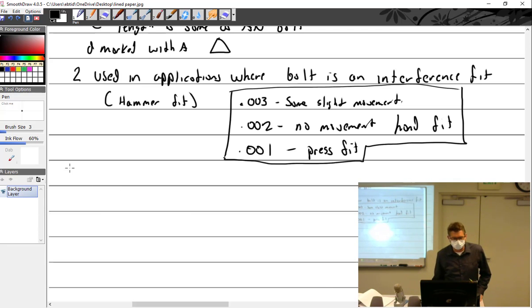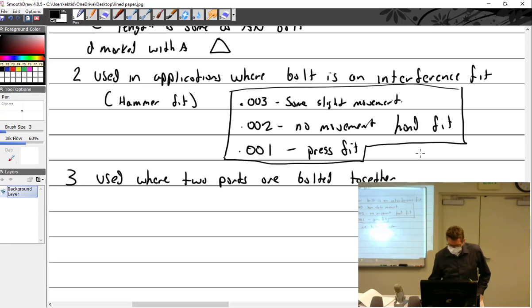Well, I could write this, and this is exactly what you just said. Used where two parts are bolted together and subjected to load reversals and vibration.